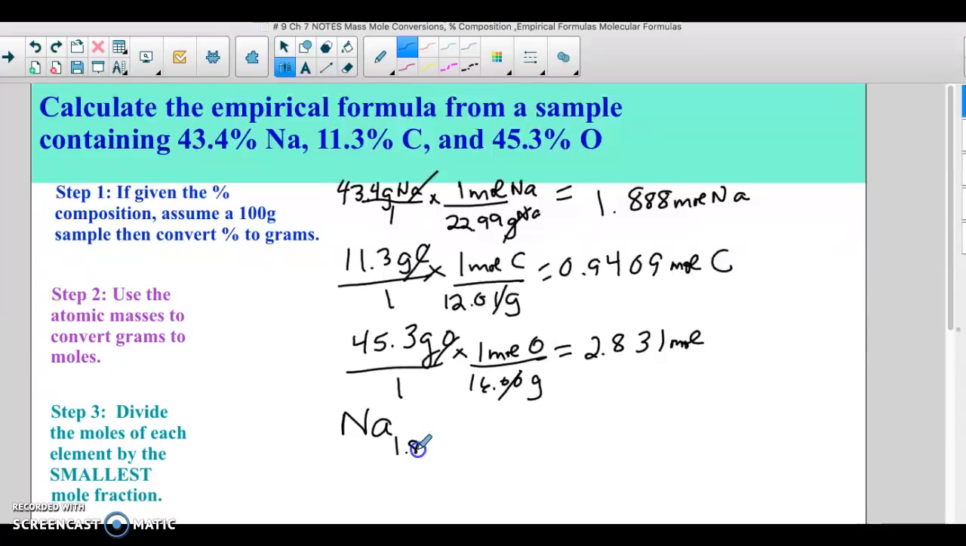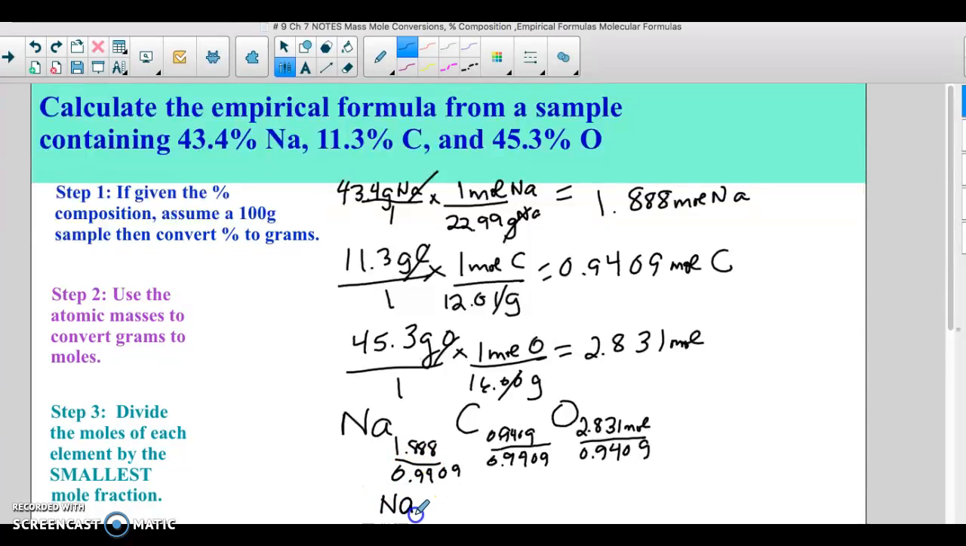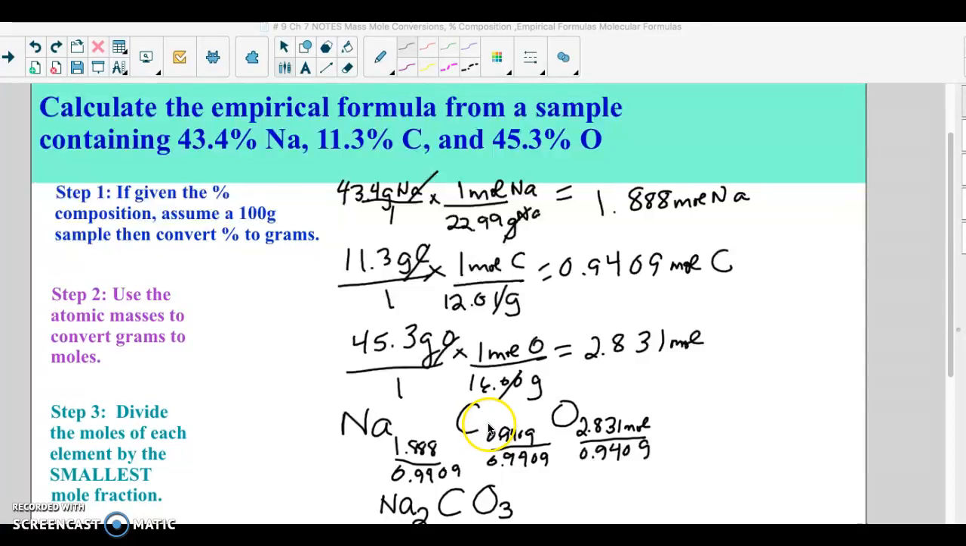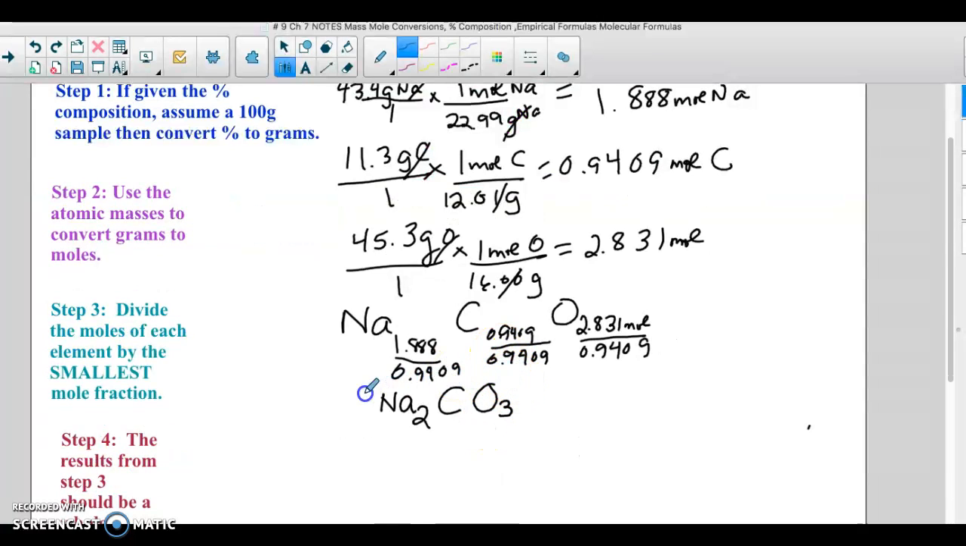One thing I sometimes do is show you what this really means. It means that I have 1.888 moles of sodium, so my subscript would be that, and then I have 0.9409 moles of carbon, and 2.831 moles of oxygen. So this is silly. What we're going to do is divide these all by the smallest number of moles, so the 0.9409. When I do that, sometimes it's not exact, like it might be 1.999 or something, but this is going to be 2. This would be a 1, which we don't need to write. And when I divide those, I get about a 3. Once I do this, this is my answer. Right here, that would be my empirical formula.